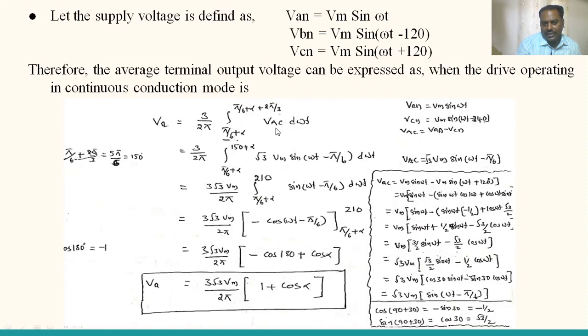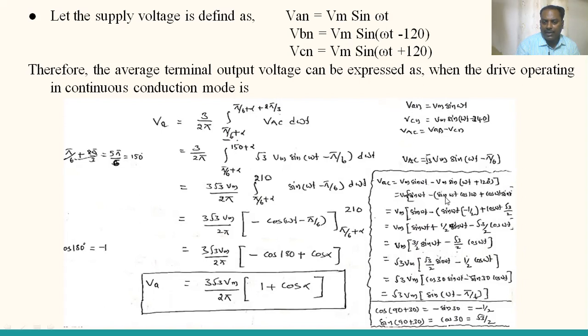What is VAC? VAC is VA minus VC, that is, VAN minus VCN. VAN is Vm sin omega t, and VCN is Vm sin omega t minus 240 or plus 120. So for solving VAN minus VCN, VAN we already defined as Vm sin omega t, and VCN is Vm sin omega t plus 120.